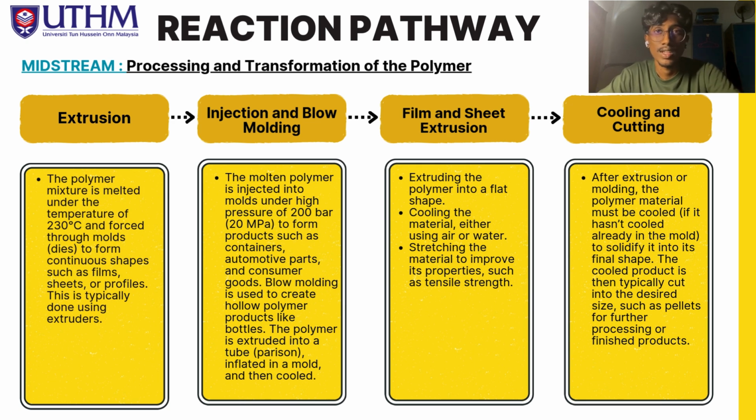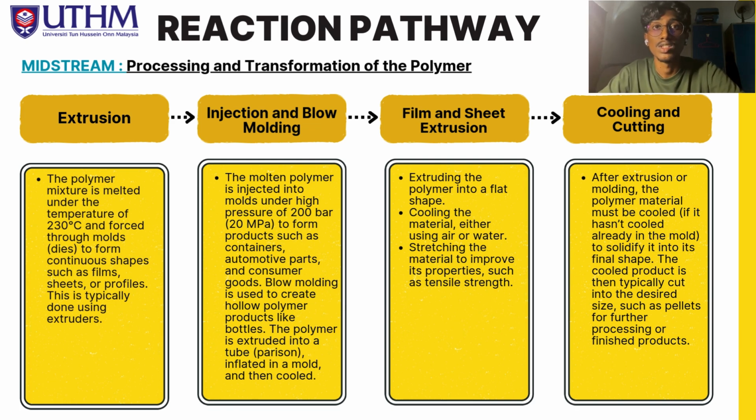The third step is called film and sheet extrusion, where the polymer is extruded into a flat shape, which we shaped at the injection part earlier, and then cooled either using air or water. It purely depends on the material that is being produced. And then the material is stretched to improve its properties such as tensile strength. So in order to ensure the strength and malleability of the product, stretching is done.